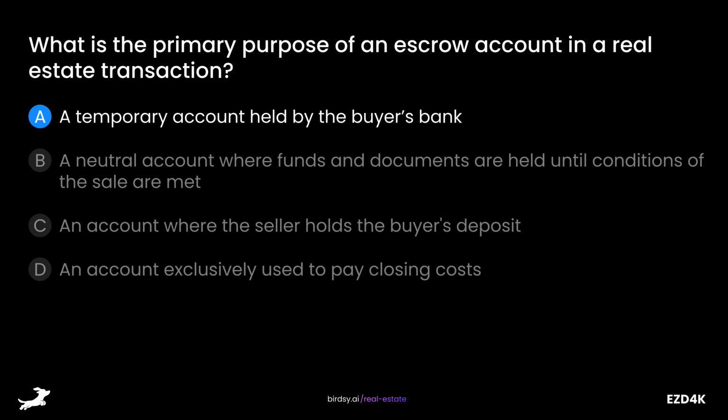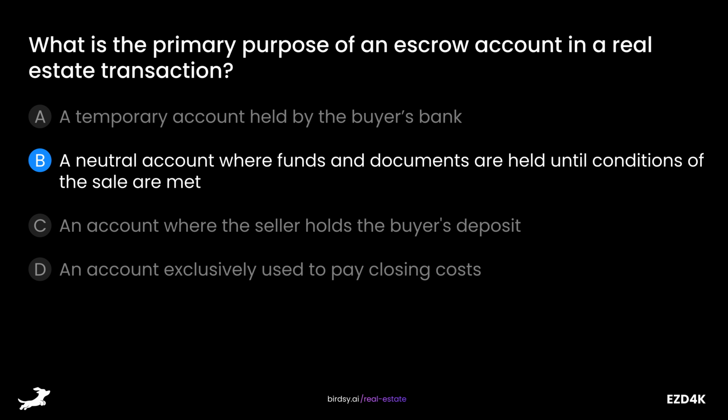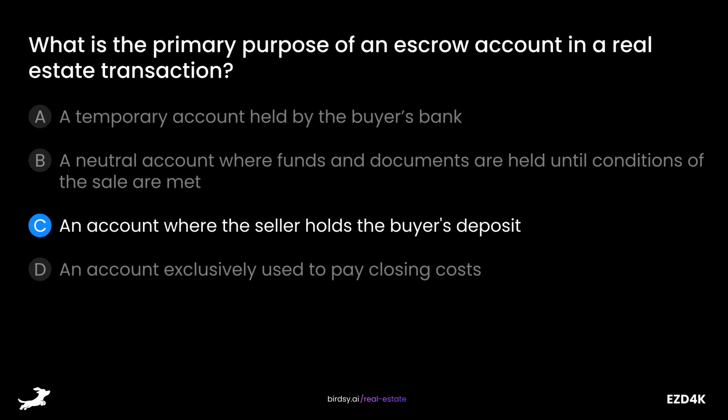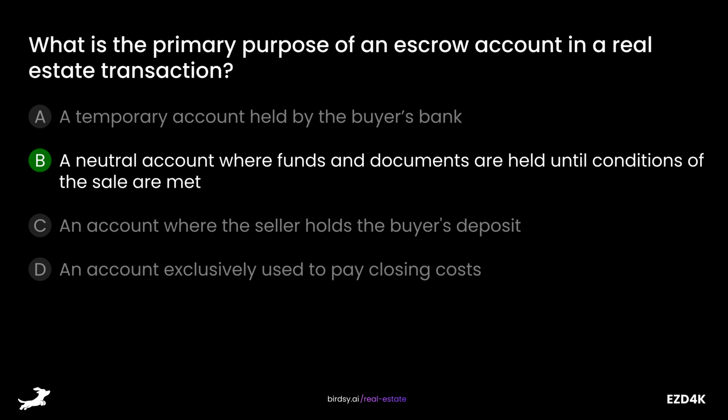Is it A, a temporary account held by the buyer's bank, B, a neutral account where funds and documents are held until conditions of the sale are met, C, an account where the seller holds the buyer's deposit, or D, an account exclusively used to pay closing costs? The answer is B, a neutral account where funds and documents are held until conditions of the sale are met.